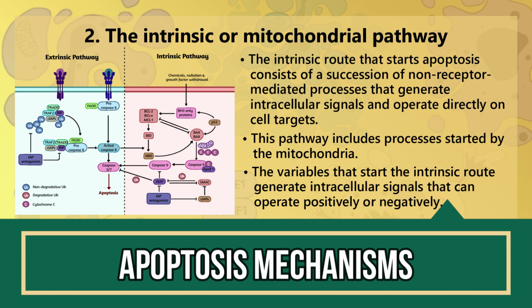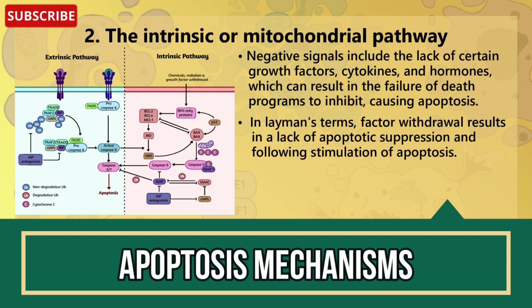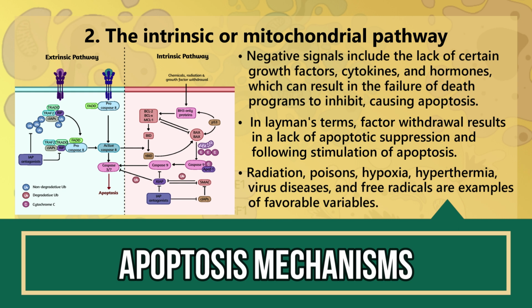The variables that start the intrinsic route generate intracellular signals that can operate positively or negatively. Negative signals include the lack of certain growth factors, cytokines, and hormones, which can result in the failure of death programs to inhibit, causing apoptosis. In layman's terms, factor withdrawal results in the lack of apoptotic suppression and subsequent stimulation of apoptosis. Radiation, poison, hypoxia, hyperthermia, viral diseases, and free radicals are examples of positive variables.